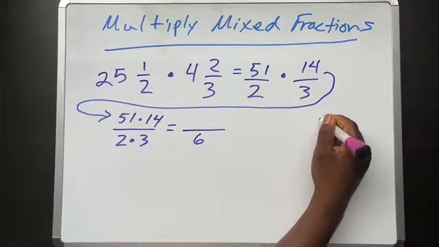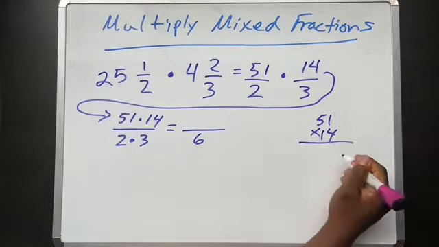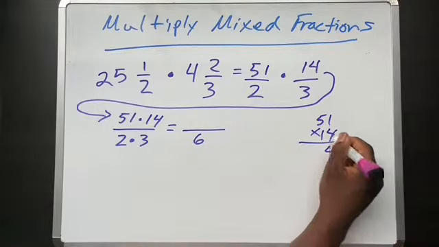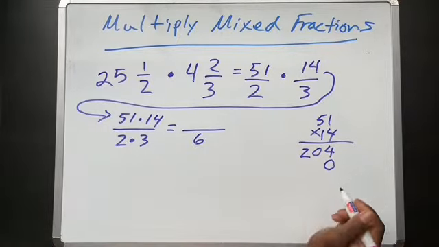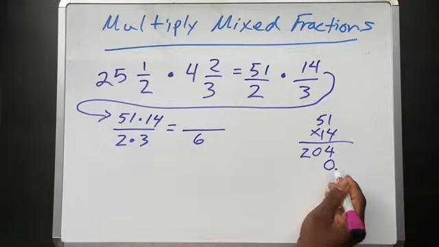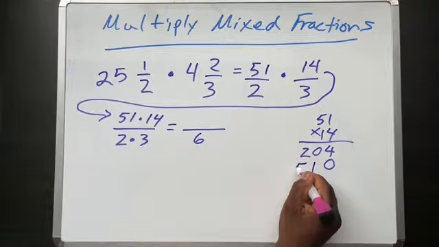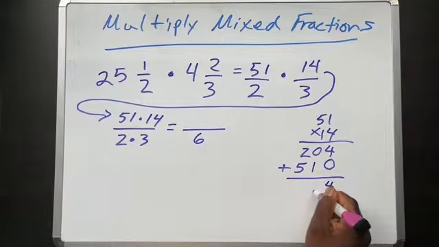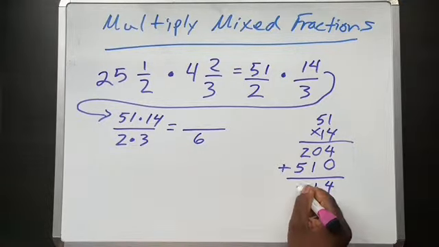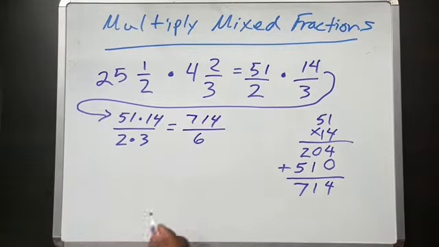Long multiplication over here. 51 times 14. 4 times 1 is 4. 4 times 5 is 20. So we have 204. Put your placeholder for 0. 1 times 1 is 1. 1 times 5 is 5. Draw our line and add. 4 plus 0 is 4. 0 plus 1 is 1. And 5 plus 2 is 7. So we get 714 over 6.